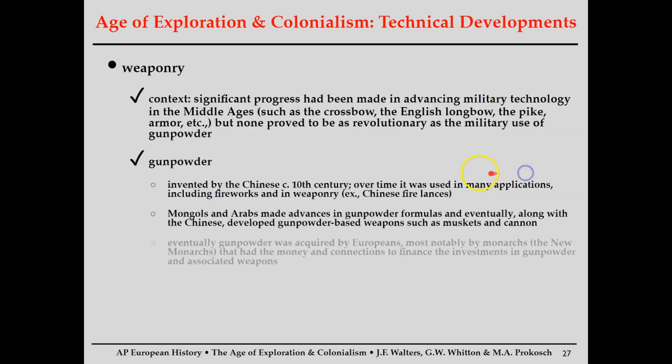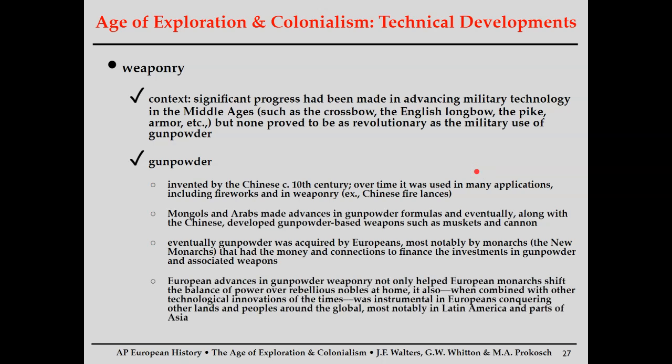Alright, weaponry, star, gunpowder, gotta know it. So in addition to gunpowder, just simply having access to steel weapons is also going to be really important, especially when we're talking about the colonization of North and South America. All the native civilizations, they did not use metal for their weapons.